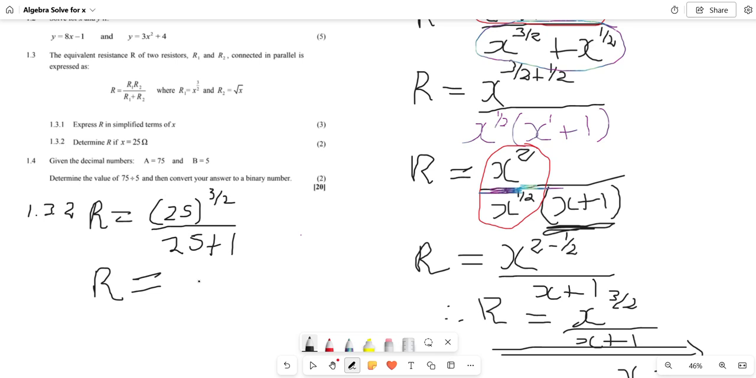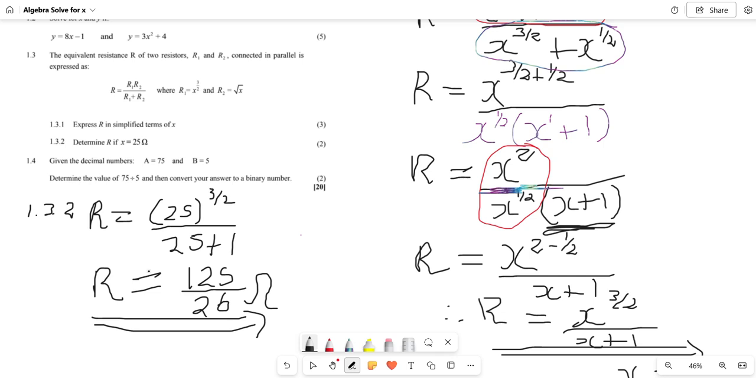Then the answer gives us 125 divided by 26. That is the value of the resistor that we have here in 1.3. That is all about 1.3, where we need to substitute the value of R1 and R2 and simplify the value of the resistor, and finally give the actual resistor value in ohms.